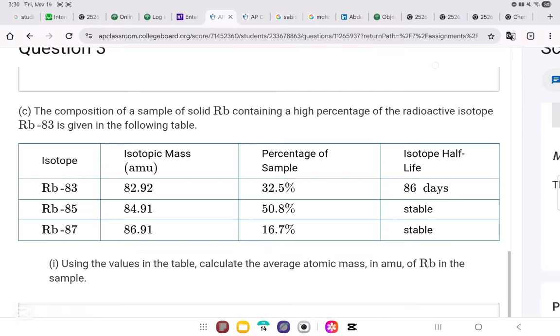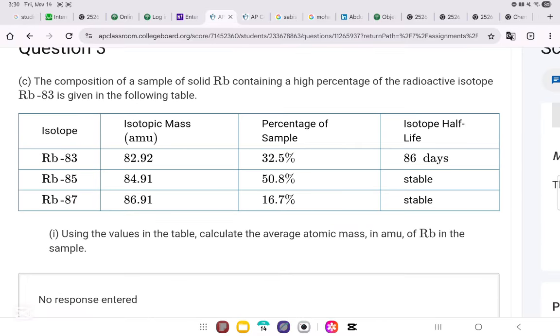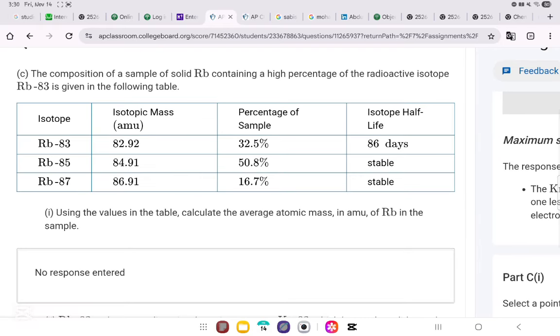Okay. Now, in part C, what did they tell us? The composition of a sample of solid Rb containing a high percentage of the radioactive isotope Rb83 is given in the following table. So using the values in the table, calculate the average atomic mass. Again, they said average atomic mass. That means I'm going to be using AMU. Unless they say relative atomic mass, then I won't use AMU.